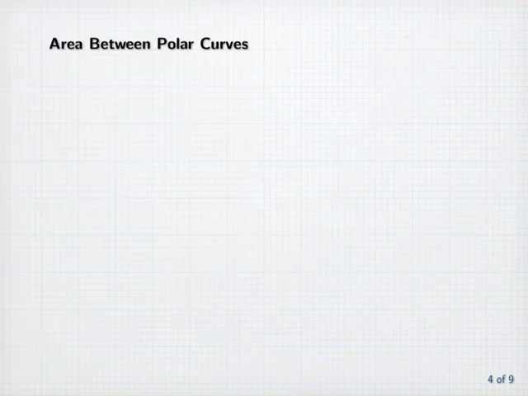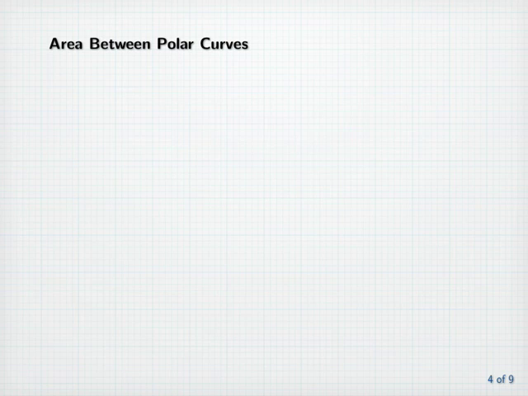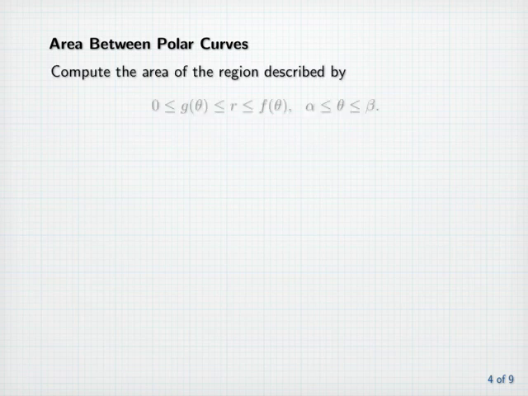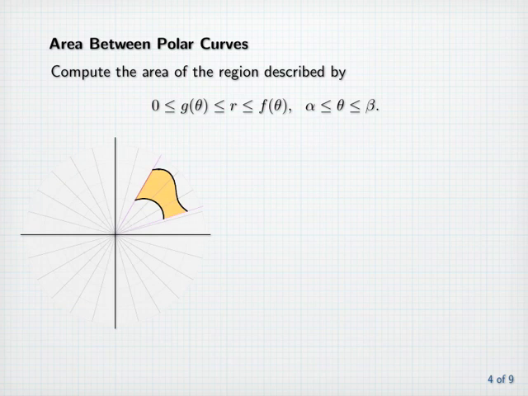Area between polar curves. Our goal here is to compute the area of the region in which r is between g of theta and f of theta, where g of theta is greater than or equal to 0 and f of theta is greater than or equal to g of theta, and theta lies between two angles alpha and beta. Here's a generic picture of such a region. Notice that its inner boundary is the graph of r equals g of theta, and its outer boundary is the graph of r equals f of theta, and it lies between the rays theta equals alpha and theta equals beta.